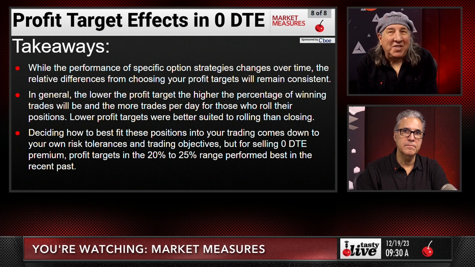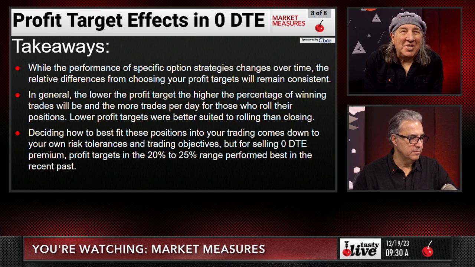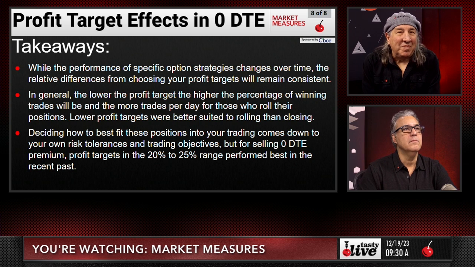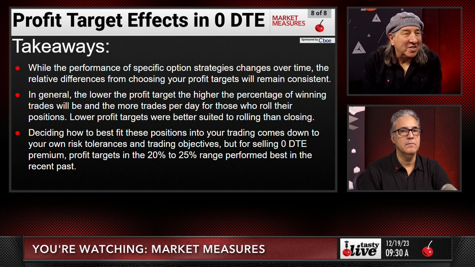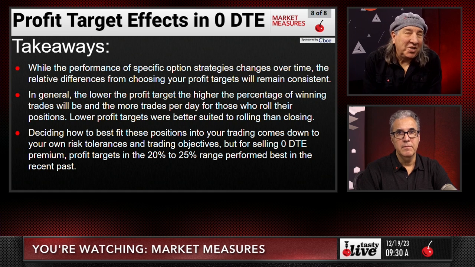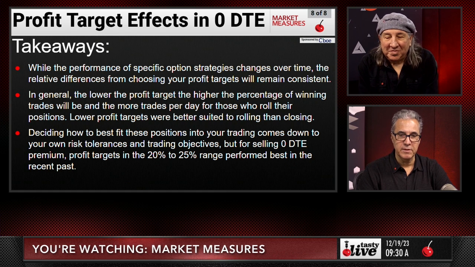Deciding how to best fit these positions into your trading comes down to your own risk tolerance and objectives. But for selling 0 DTE premium, profit targets in the 20 to 25% range perform best in the recent past. And I think that was pretty obvious from the research. Nice. It's a really good piece of research. It really puts it into perspective. Good job.